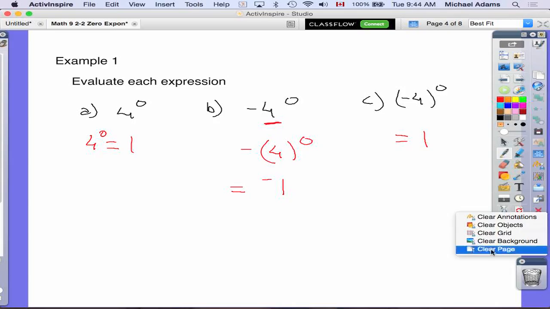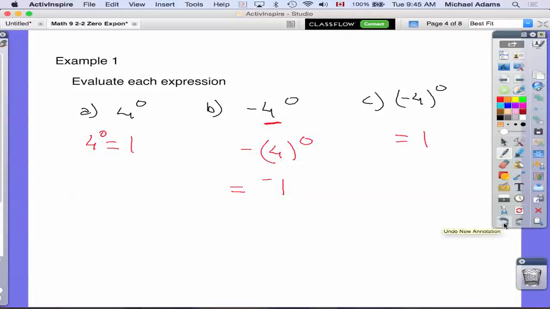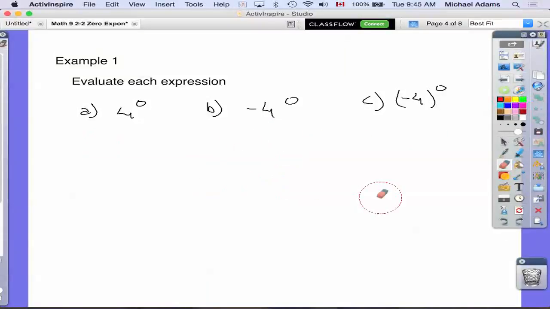Alright, so let's take a look. Oops, that's not what I wanted to do. This is what I want to do. Okay, so example 1, evaluate each expression. You guys have this in your notes here. Or you're supposed to. What happened to the rest of it? You don't have it. Pardon me? You have it, I don't. So let's take a look at this.